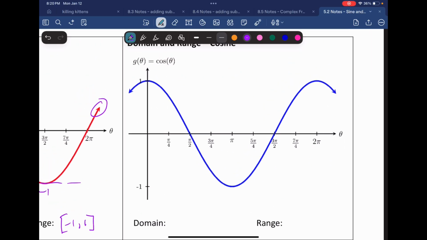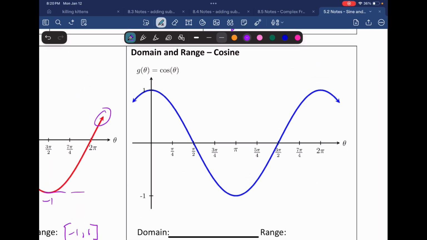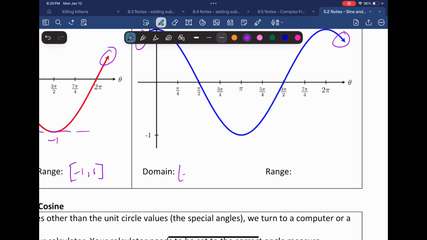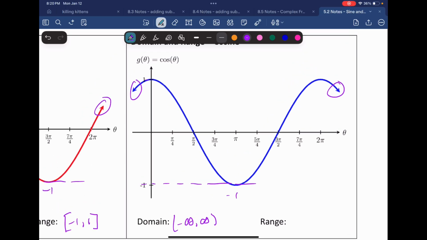Cosine is the same idea. All right, you can see arrows at the left and the right. So this goes on forever and ever for domain. And I can see that the lowest possible y value is negative 1. The highest possible is positive 1.